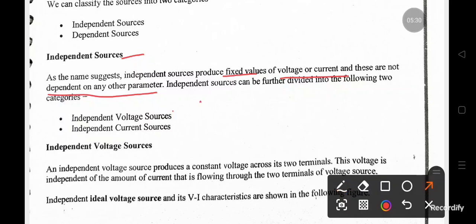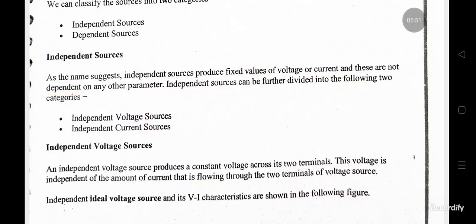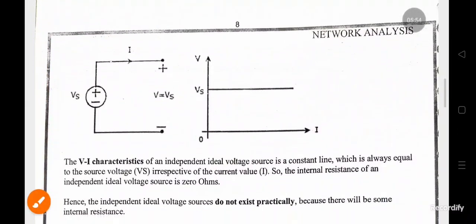One is independent voltage sources, another is independent current sources. An independent voltage source produces a constant voltage across its two terminals. This voltage is independent of the amount of current that is flowing through the two terminals of the voltage source. Independent ideal voltage source and its VI characteristics are shown in the following figure.